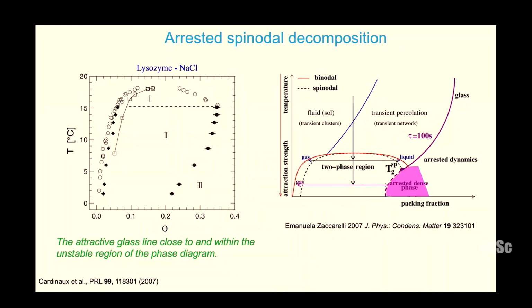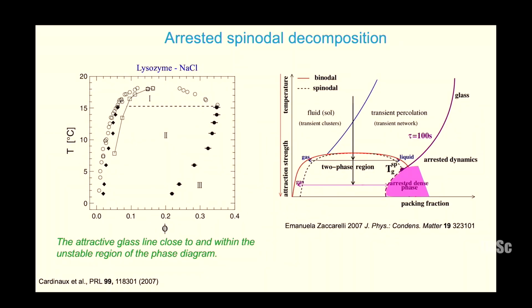So the point I'm trying to make here is that LLPS is not just an equilibrium phase separation. If you quench deep enough, you can even interfere with the glass line and the percolation line and so on. So the dynamics of liquid-liquid phase separation is also very important to take into account.